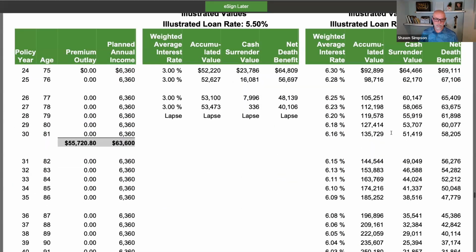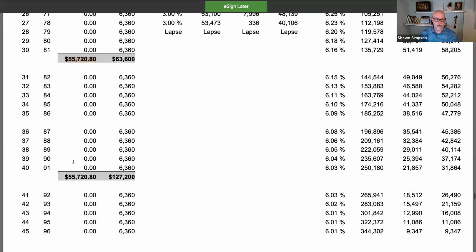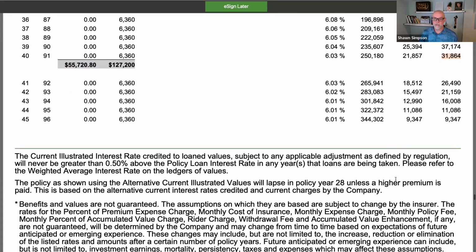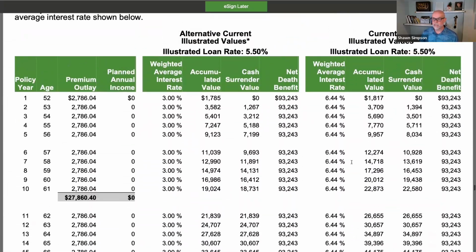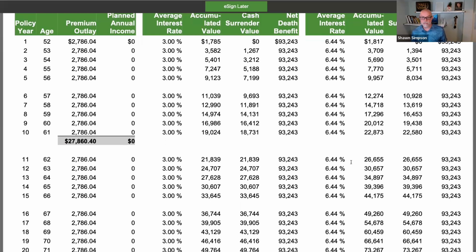Okay. Right here. Now, by the time he's 81, he's already taken out more tax-free money than he's paid into it. By the time he's 91, he's taken out 127,000. He's only paid in 55,000. Still has a death benefit of $31,864. Okay. So really, anybody that is within the age requirements and health requirements of the carrier can qualify for one of these. It's really that simple.